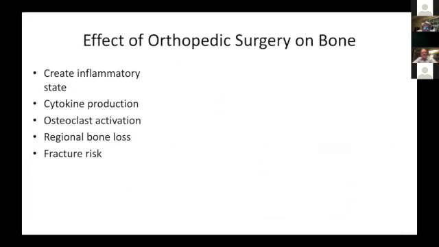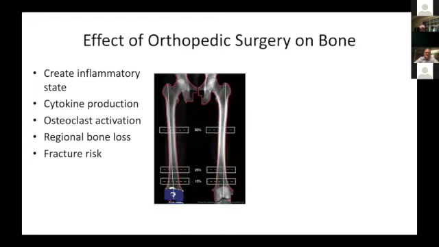One of the other things that most people don't consider is that what we do in our orthopedic surgery may affect the bone downstream because we create a significant inflammatory state. This leads to cytokine activation and activates osteoclasts, as Joe just talked about. And this will lead to regional bone loss and increased fracture risk.